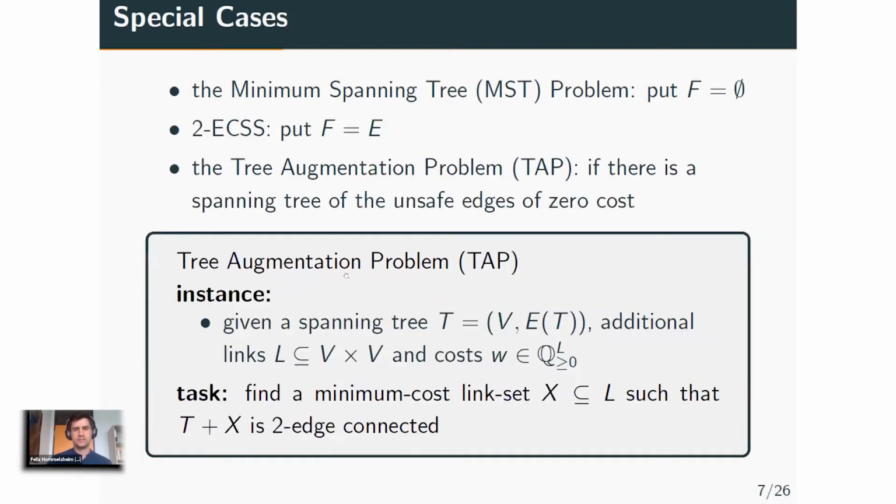And here's a definition of this problem. In the tree augmentation problem, we are given a spanning tree and additionally some links and costs for these links. And now the task is to find the minimum cost subset of links, X, such that the tree plus this edge set X is two-edge connected. And well, since this is a special case of the two-edge connected spanning subgraph problem, it's also a special case of our problem, flexible graph connectivity.